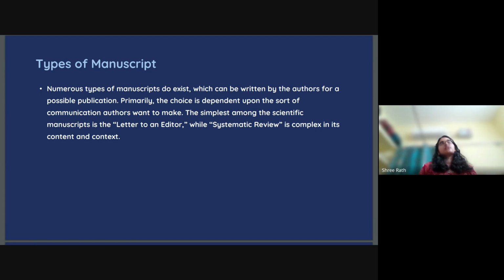And then there are commentaries. In commentaries, basically people may write a comment on a published article. So if there's some random article that's been published in a journal and you go through it, you find some inconsistencies there. Like say the methodology was incorrect. There was some sort of biasing.